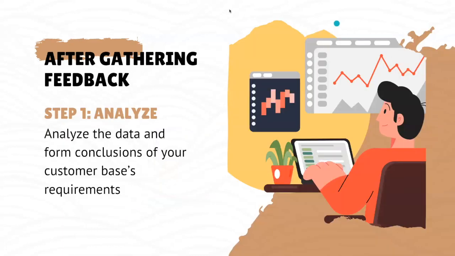So what to do after you gather the feedback? Step one would be to analyze, which means you basically have to summarize and go through all the data you collected. For example, if you conducted a survey and you got 30 responses, you should go through the 30 responses and form conclusions based on the responses to figure out what your customer base wants and prefers.